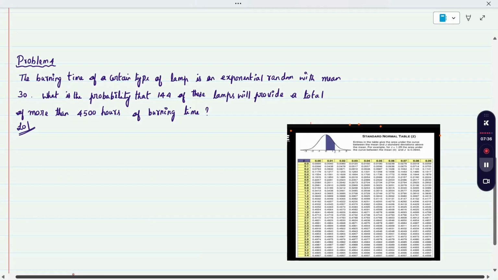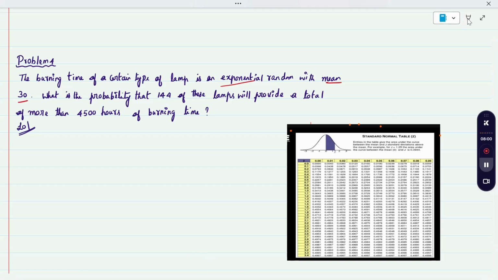The burning time of a certain type of lamp is an exponential random variable with mean given. What is the probability that 144 of this lamp will provide a total of more than 4500 hours of burning time?